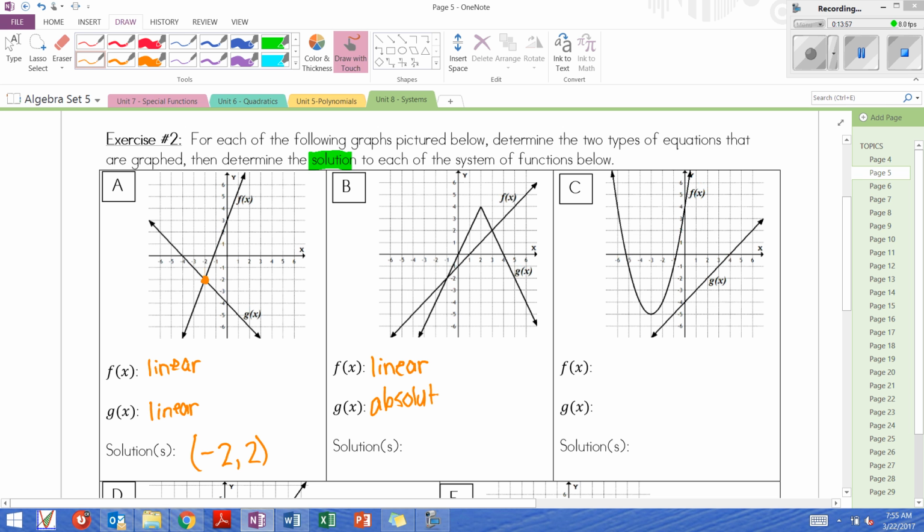Now, if we look at the solutions, we want to see where the 2 functions cross. And this actually happens in 2 spots. So we have, you guessed it, 2 solutions. The point negative 1, negative 2, and the point 3, 2.